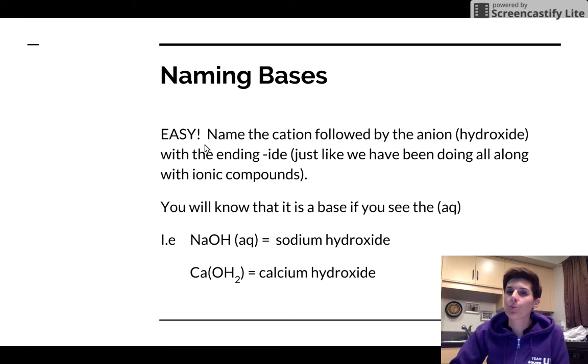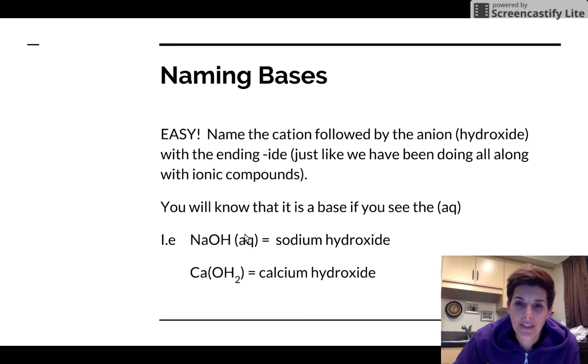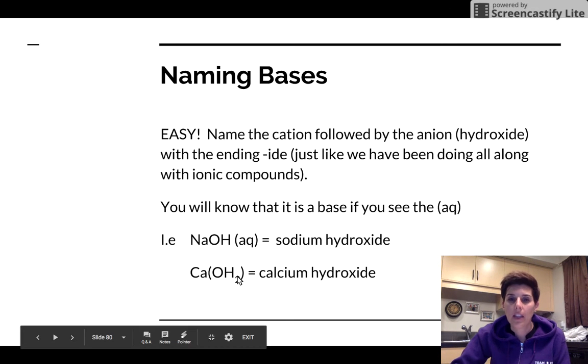So naming bases is really quite easy. All we're going to do is name a cation. So here will always be our cation. In this case, it's sodium. And we're going to follow that by the word hydroxide. But we have to make sure that we have this aqueous symbol. So sodium hydroxide.